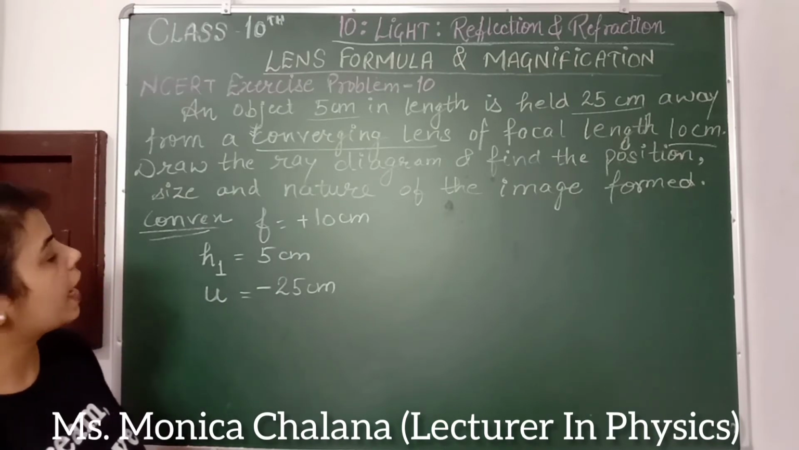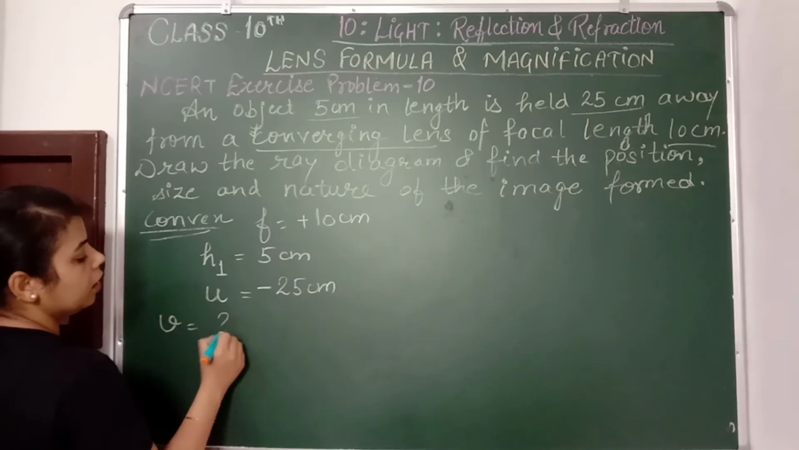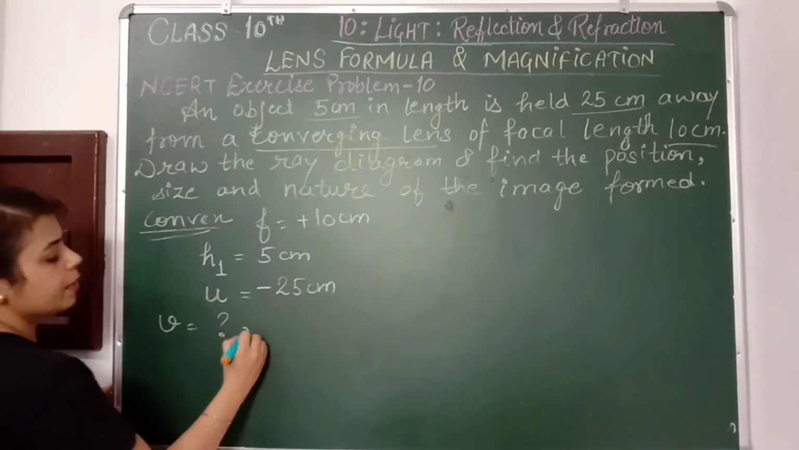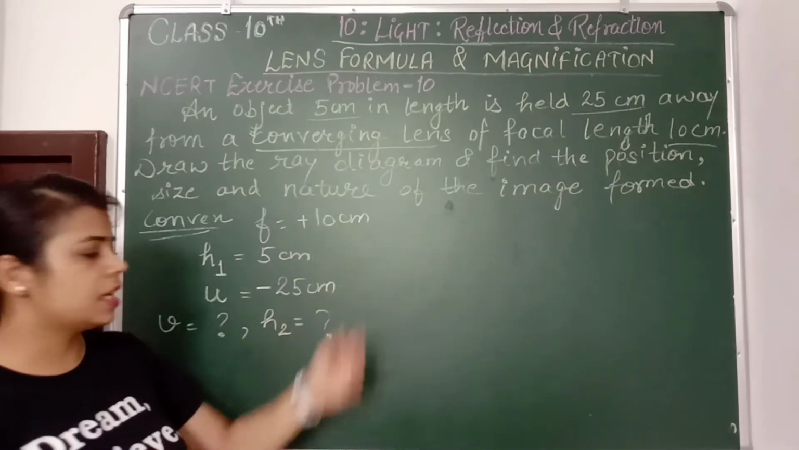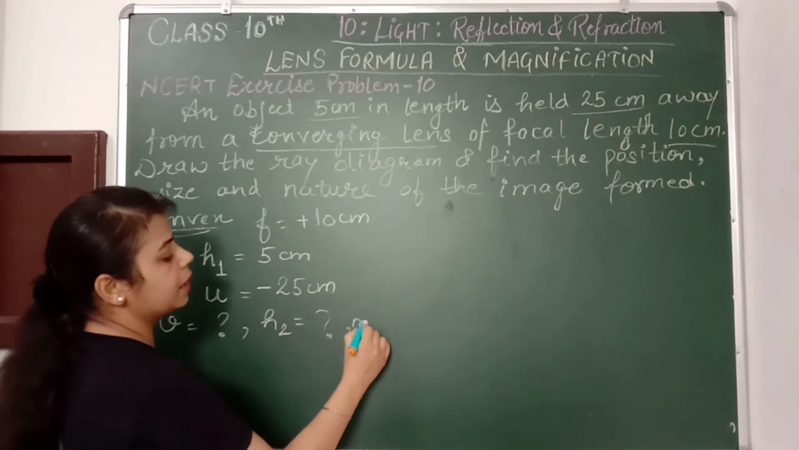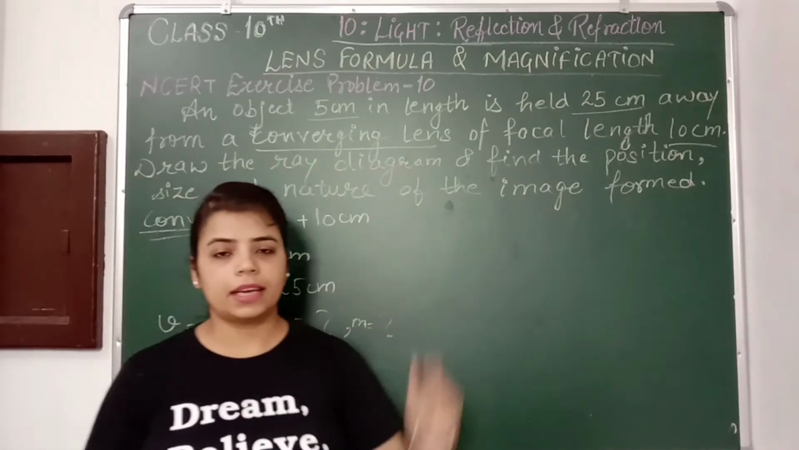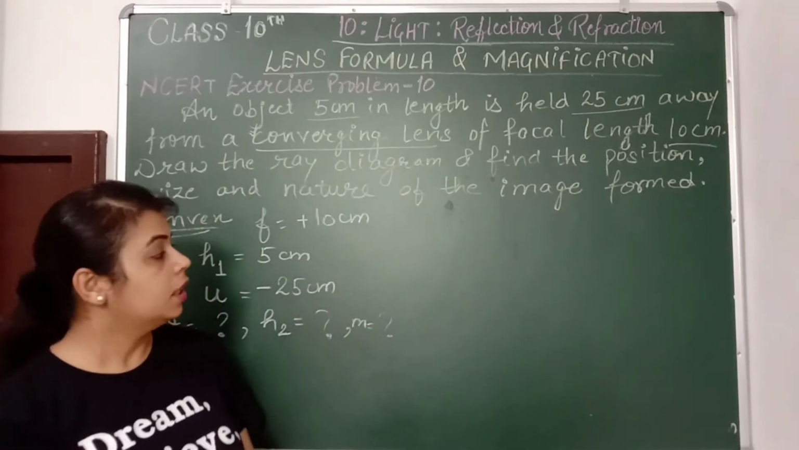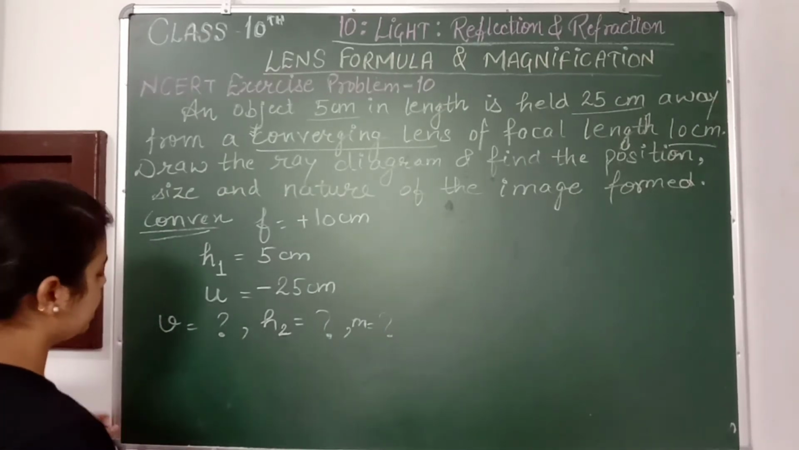Next we have to find the position. That means we have to find v, size, that means h2, and nature of the image. That means we have to find simply the magnification, and also we have to draw the ray diagram for the given example. So let us find the image distance first using the lens formula.